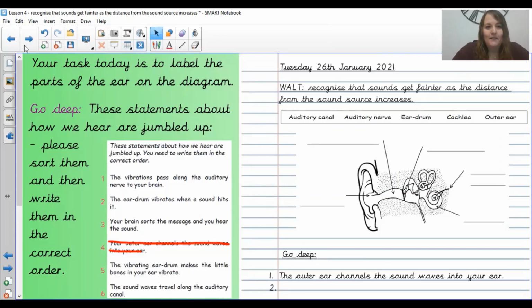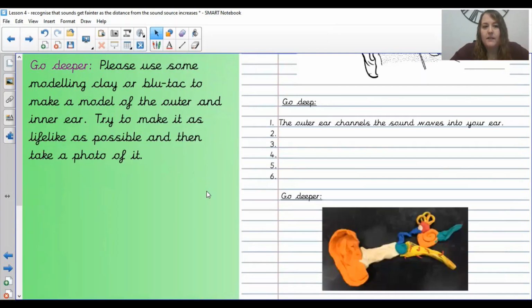Your Go Deeper task today should actually be quite fun. It says to please use some modelling clay or blue tack, try and make a model of the outer ear and inner ear, and to try and make it as lifelike as possible, and then to try and take a photo of it to send in if you want to. So I have cheated a little bit. I've gone onto Google and found this diagram below. This one's been obviously made out of different coloured modelling clay. Doesn't matter if you don't have that at home, but just to try and make a model of all of those different parts and how they connect.